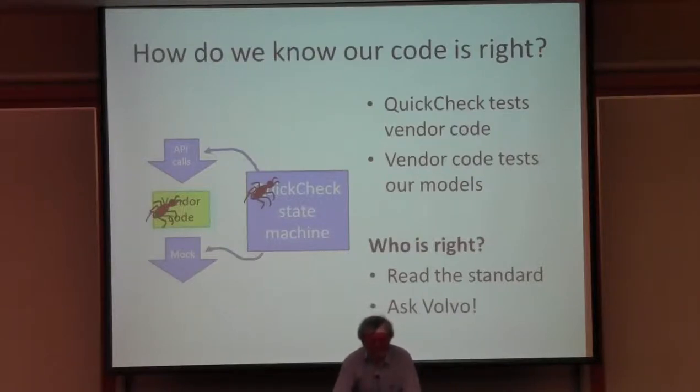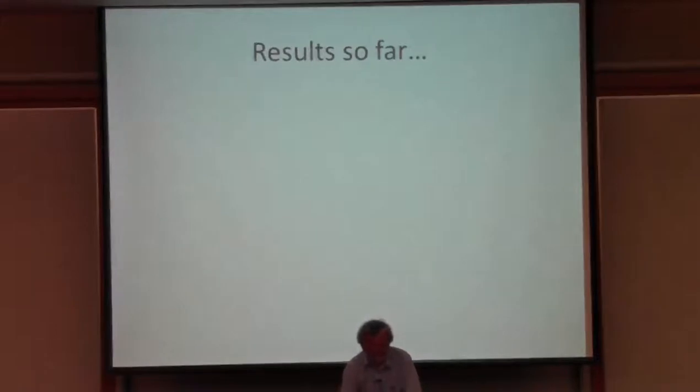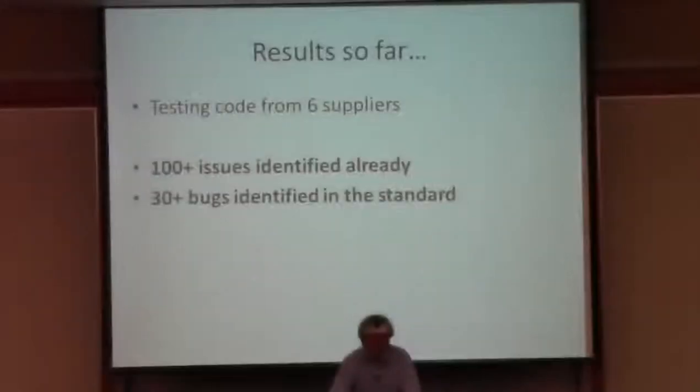So sometimes we just ask Volvo to lay down the law and tell us what they want. So far, these are figures from about March, actually. We've been testing code from 6 different suppliers. We found more than 100 issues in March in the code, and more than 30 of those were actually bugs in the standard itself. The standard is an evolving document. Don't think because it's called a standard that it's bound to be correct. It certainly is not.